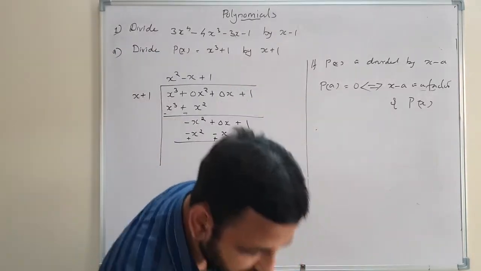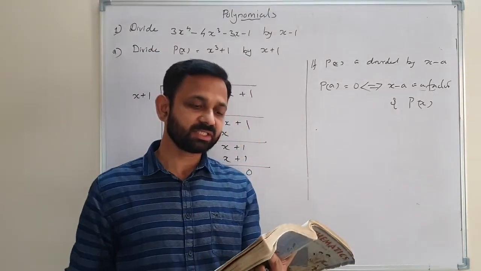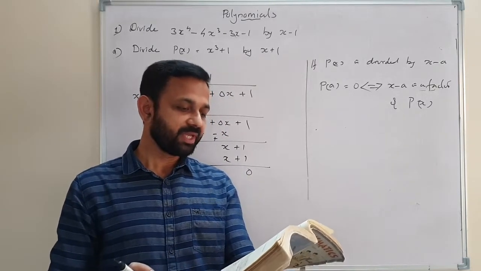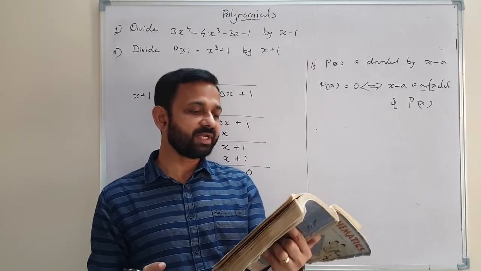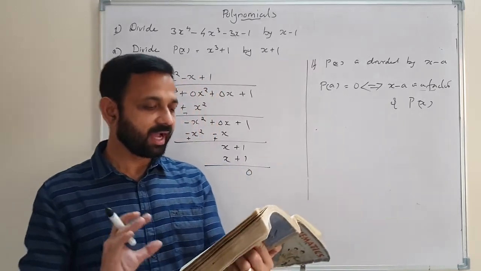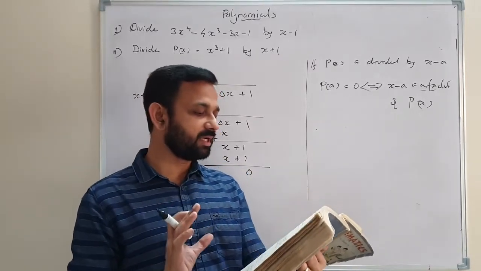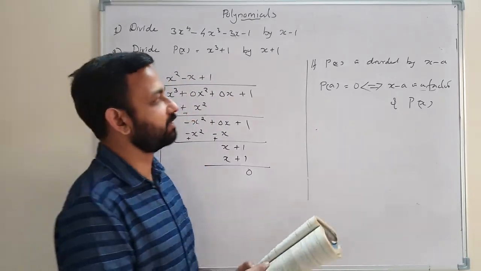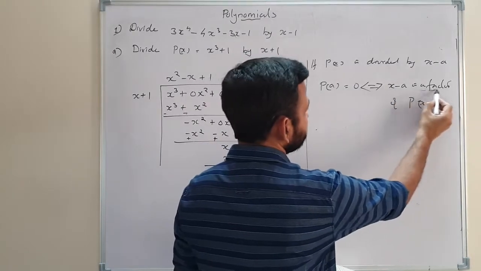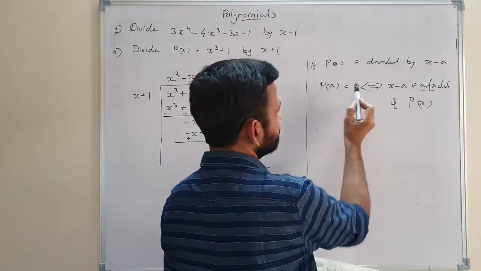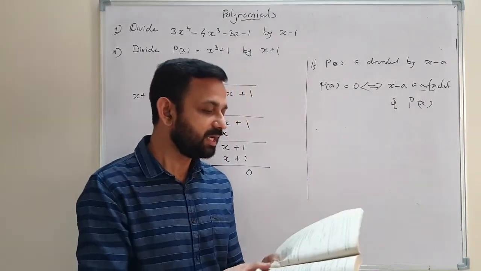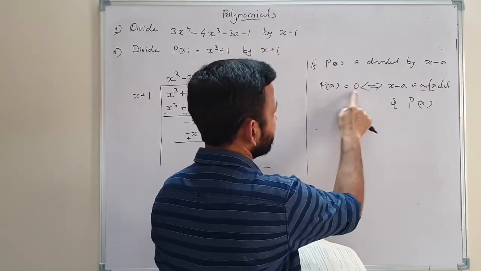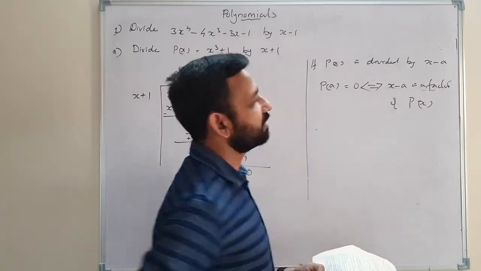So you can write from NCERT book, factor theorem, page number 40. If px is a polynomial of degree n greater than or equal to 1 and a is any real number, then x minus a is a factor of px if p of a equal to 0. And the second condition, p of a equal to 0 if x minus a is a factor.